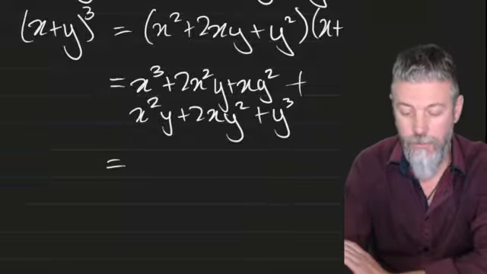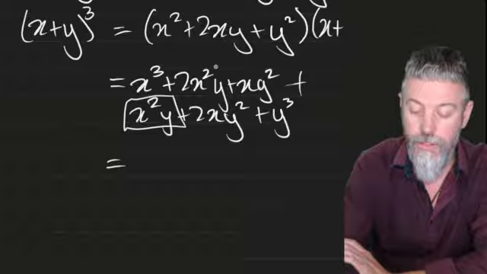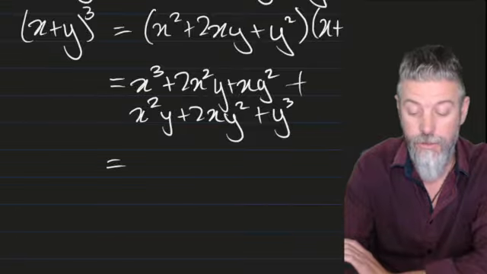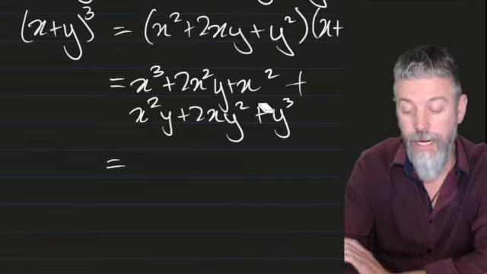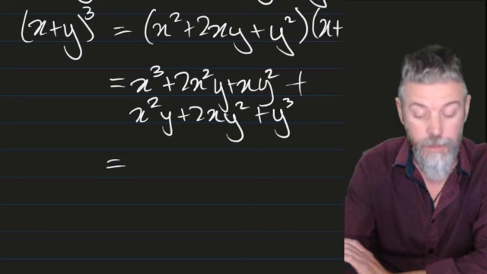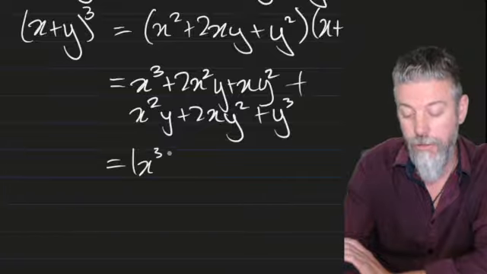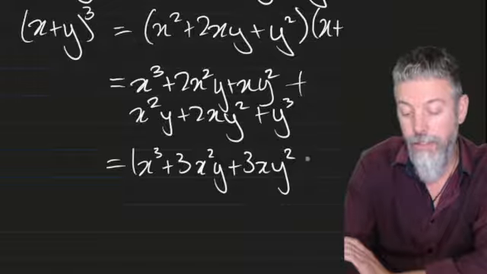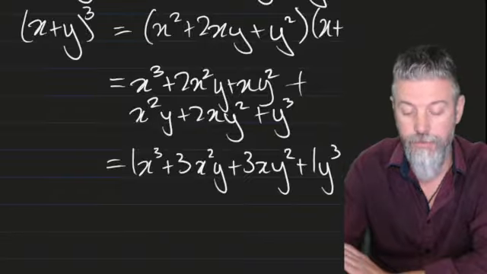But now let's look at the terms that we end up with here. We've got this x squared y term appearing twice. So the coefficient of those two together is 3. Same for this xy squared. This appears twice. So if we add them together, the xy squared plus 2xy squared is going to be 3. So we're going to get these coefficients: one lot of x cubed plus 3 lots of x squared y plus 3 lots of xy squared plus 1 lot of y cubed.